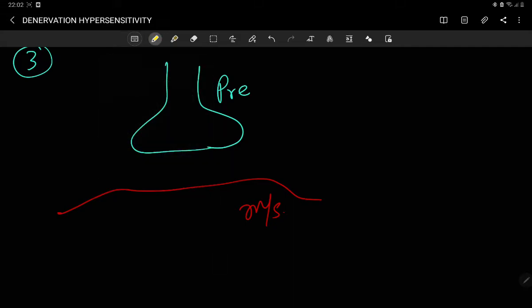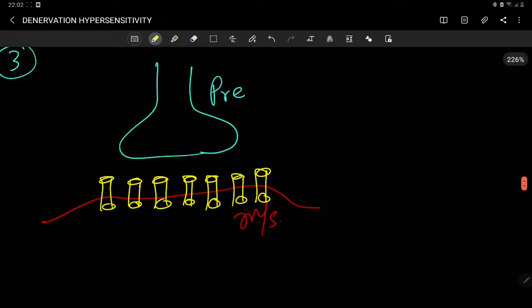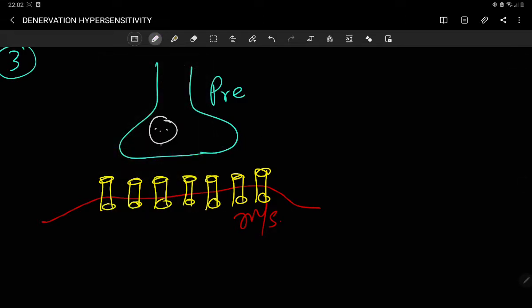And here you can appreciate receptor concentration increases, a huge upregulation of neurotransmitter receptors. Okay, upregulation of neurotransmitter receptors is there, and not only that, sensitivity is also increased. Now what happens, guys? This is the vesicle from where neurotransmitter is released normally. The neurotransmitter which is present at the synaptic cleft goes back to the presynaptic neuron.